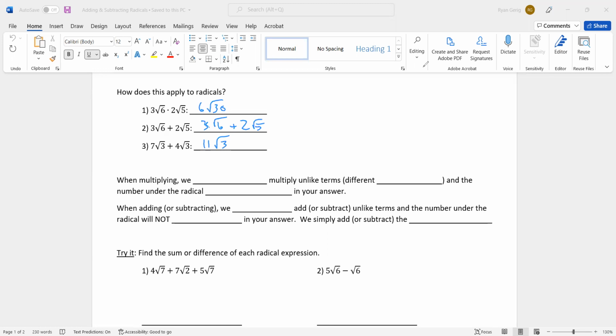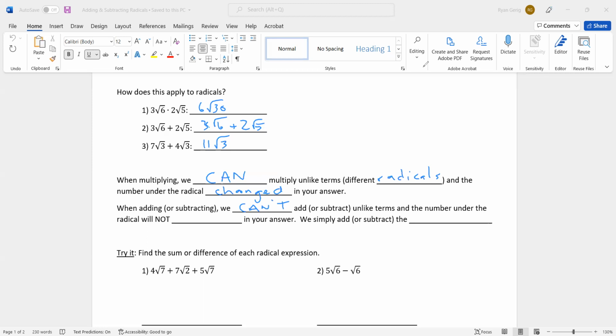So how does this apply? When multiplying radicals, we can multiply unlike terms, so different radicals. Right? So number 1, they had different radicals, numbers under the radical, so we were still able to multiply them. And the number under the radical will change in your answer. Okay. When adding or subtracting, we can't add or subtract unlike terms. That's number 2. I couldn't do anything with those. Okay. They're unlike terms because they have different radicals.